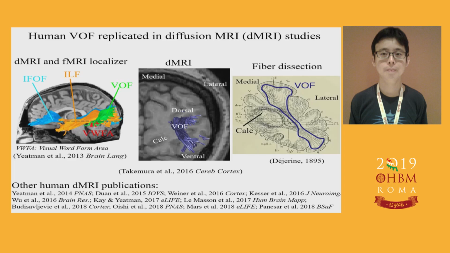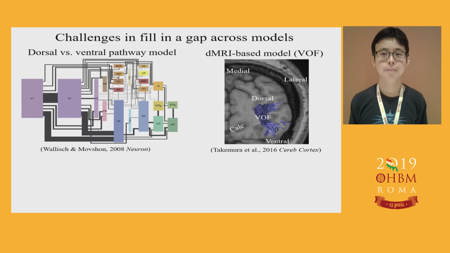Nowadays, I think the VOF attracts attention in the field of cognitive neuroscience, and to date a number of publications report this pathway in relation to visual function. However, there is a big challenge because there is a large gap between the different models proposed by different scientists. On the one hand, one model emphasizes a separation between the dorsal and ventral streams. On the other hand, people propose a large association fiber bundle connecting dorsal and ventral visual cortex.